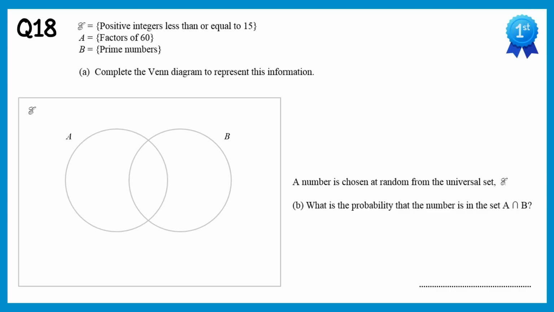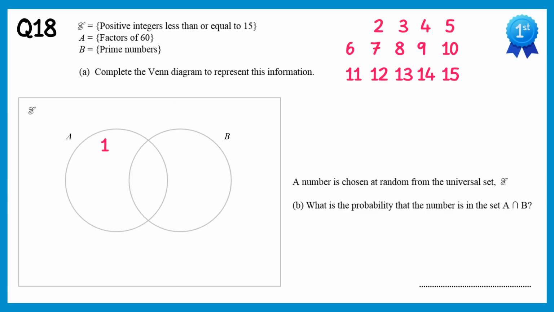In this question, the universal set is all of the integers less than or equal to 15. We need to place them into the Venn diagram, so we've got set A, which is factors of 60, and set B, which is prime numbers. So if we start with the number 1, that's a factor of 60, but it's not a prime number, so it'll just go in the A circle.